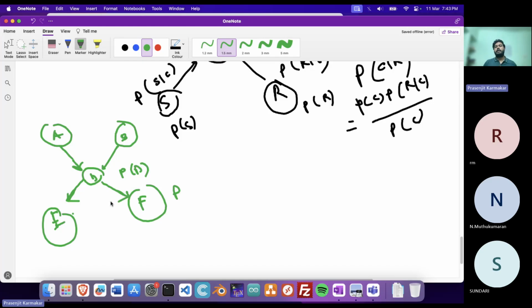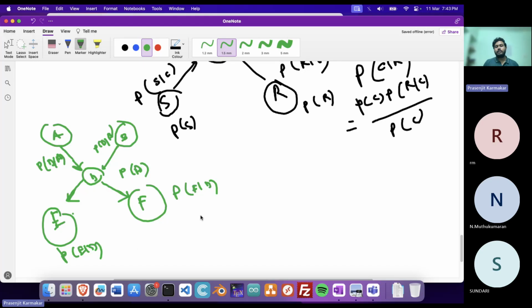Yeah, like this, right? Now probability of D is given here. Probability of D given B is given. Probability of D given A is given. Probability of D is given, fine. Probability of F given D is given. Probability of E given D is given, right?